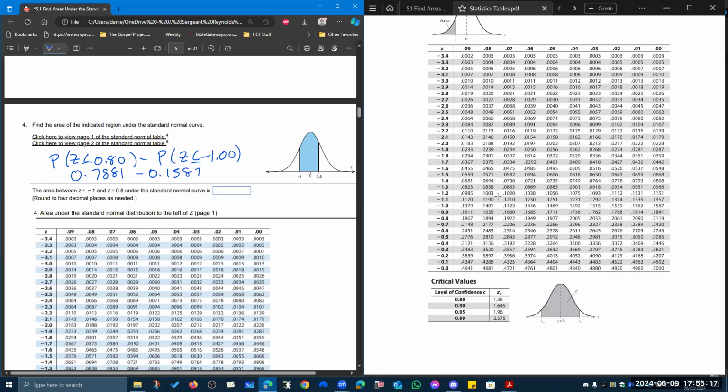Notice they change shading on the rows between light and dark to help you stay on the correct row there. So 0.7881 minus 0.1587. Let's borrow here. It's 4. This is 9, 2, 6, so 0.6294.